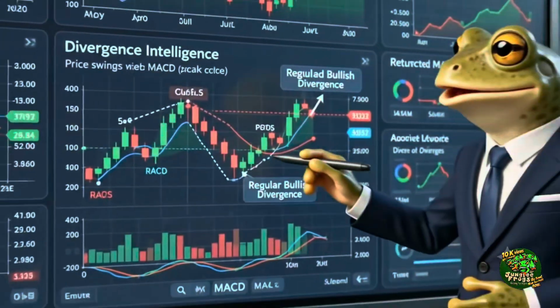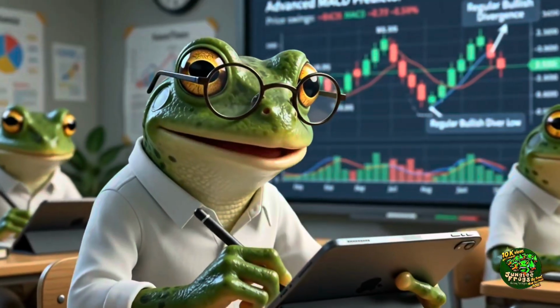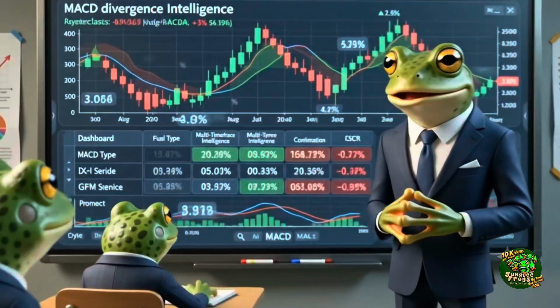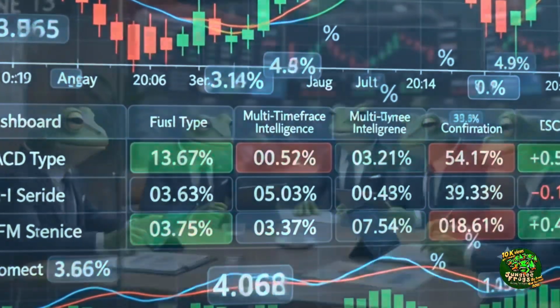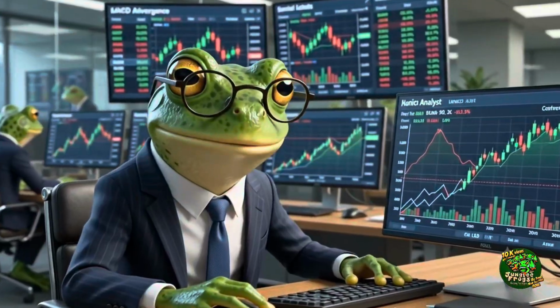Now, let's examine divergence intelligence. Notice, price makes a lower low, while the MACD makes a higher low. This divergence confirms trend exhaustion. Always align your trades with higher timeframes. Our strategy brings data and insight together. We filter the noise to find real opportunities.